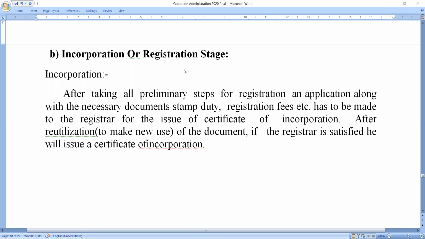This fourth stage is very essential in each and every organization, each and every company, either a public company or a private company. The stages are very important to establish the organization in a systematic and right manner. Therefore, the stages are very important in this chapter. Now we are going to discuss the second stage. What is the second stage here? Incorporation or registration stage.